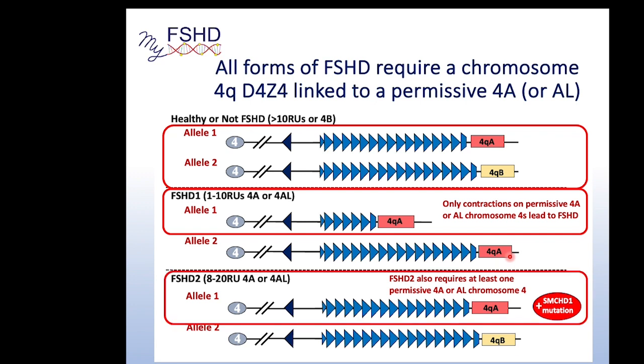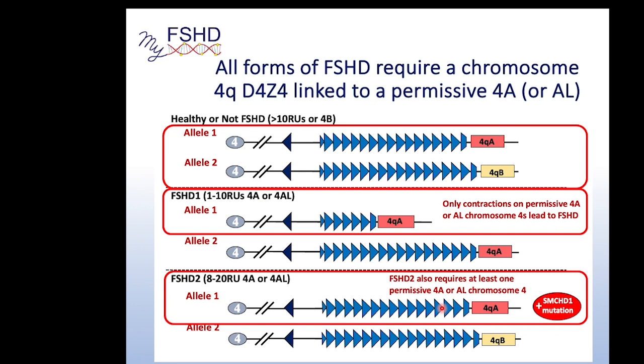But then also FSHD2, which has other requirements, also requires 4QA or AL, at least one of the two chromosome 4s. It also has a specific requirement for size of a repeat array. We're not going to get into that. But the other key in FSHD2 is you need a second mutation on chromosome 18 in the SMCHD1 gene, which is an epigenetic regulator of the region. All right? And that'll be important later.